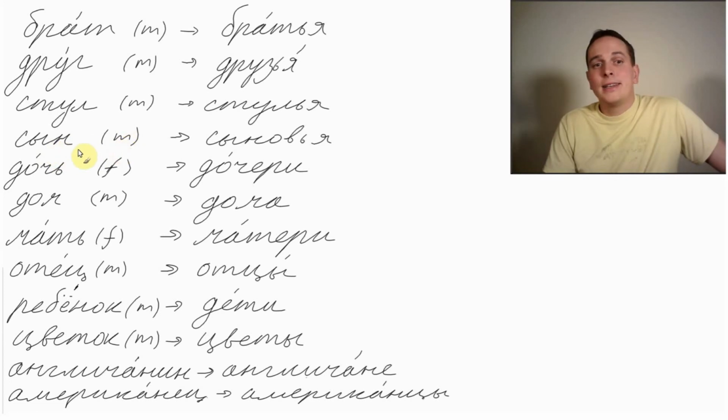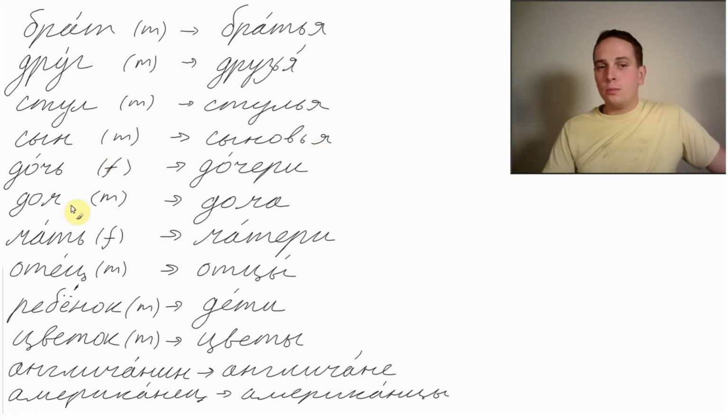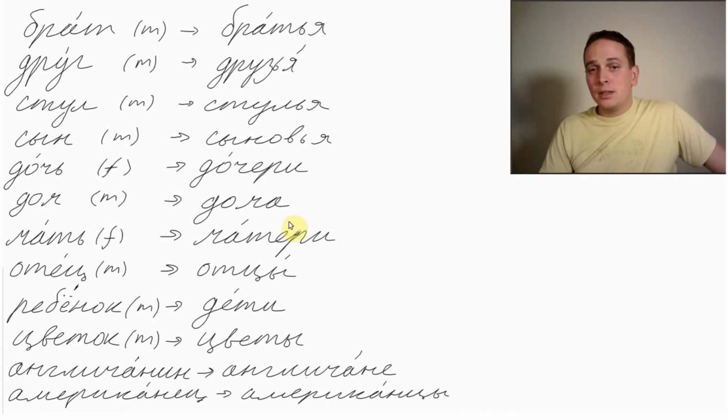Son. Сын, сыновья. Дочь. Дочь is daughter, feminine. Дочери, daughters. Дочь, дочери. Сын, сыновья. Дом, дома. Building, buildings. House, houses. Дом, дома. Мать, mother. Матери, mothers. Мать, матери. Отец, отцы.